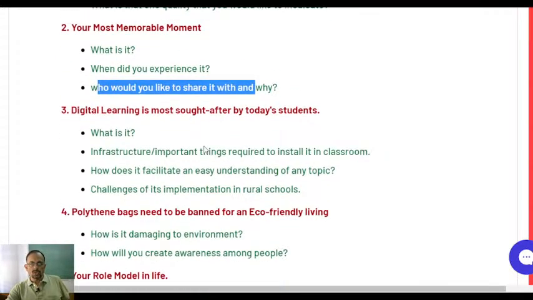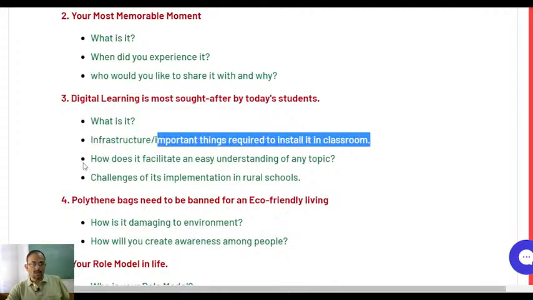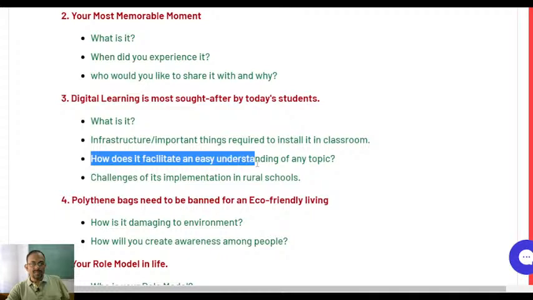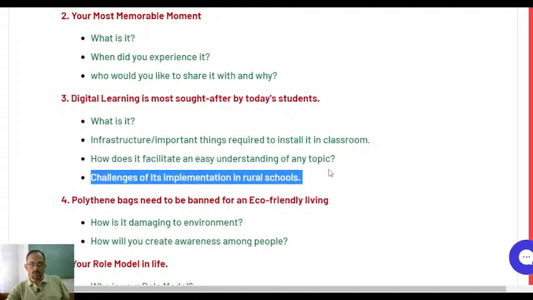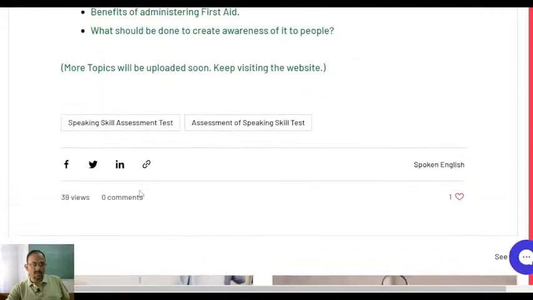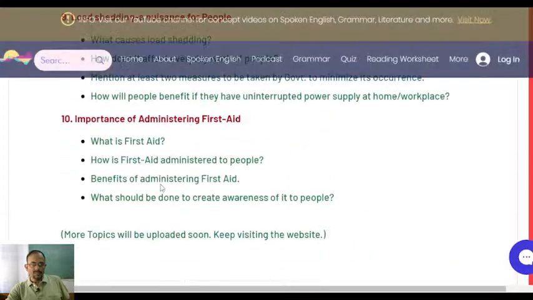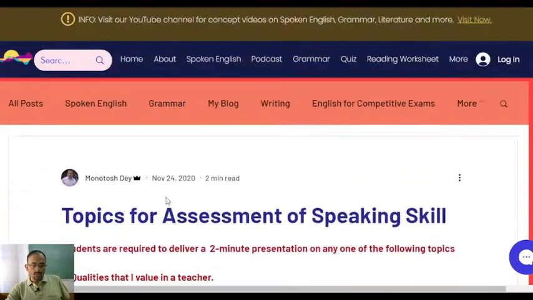Digital learning is most sought after by today's students. What is it? Infrastructure, important things required to install it in the classroom. How does it facilitate easy understanding of any topic? Challenges of its implementation in rural schools. Likewise, dear students, there will be a couple of questions. As you can see, 10 questions are given. I shall update some more questions here, right? So this will be phase 1 of our speaking assessment.